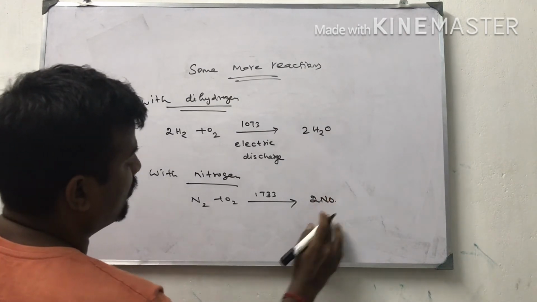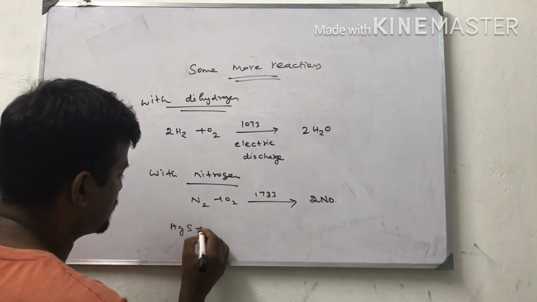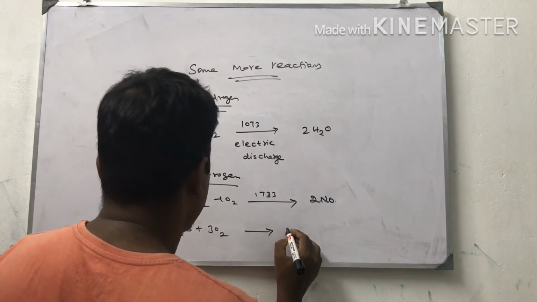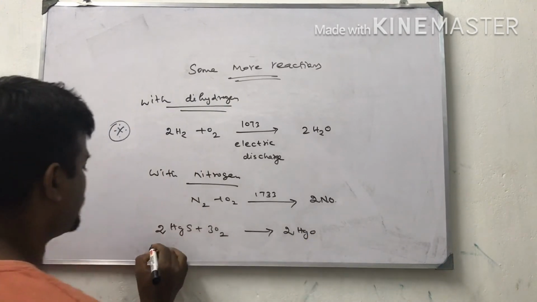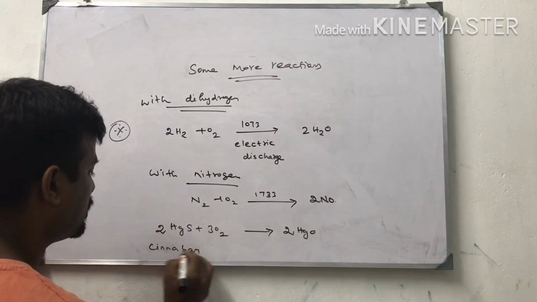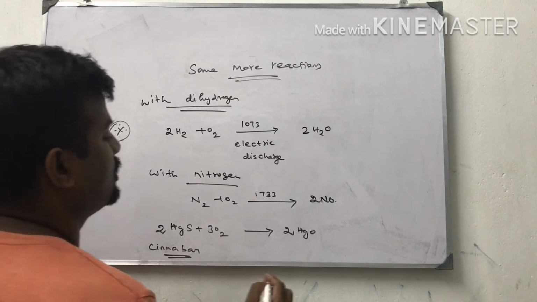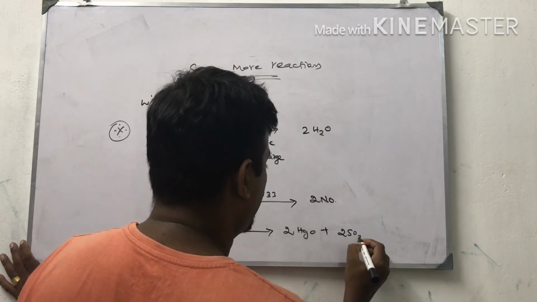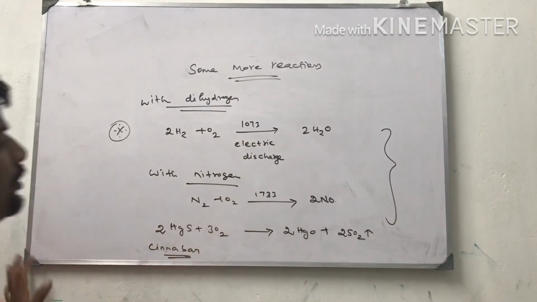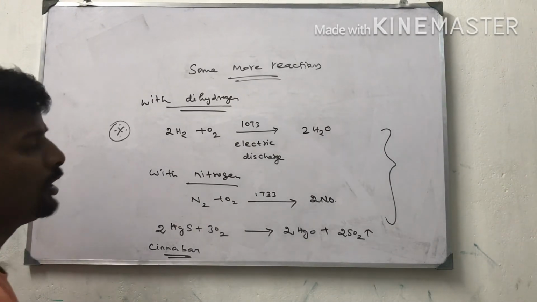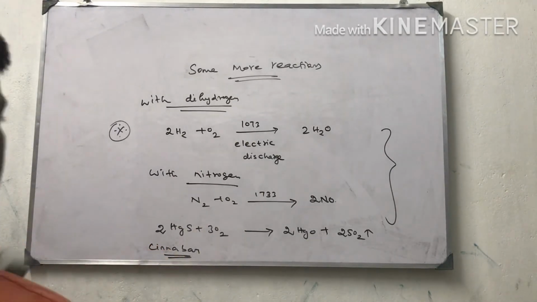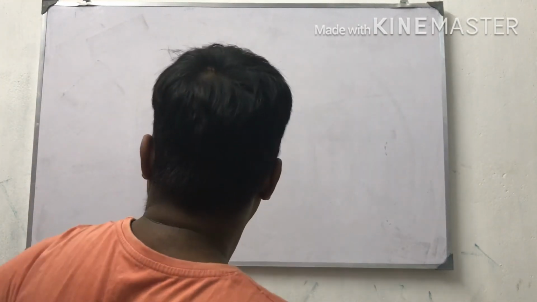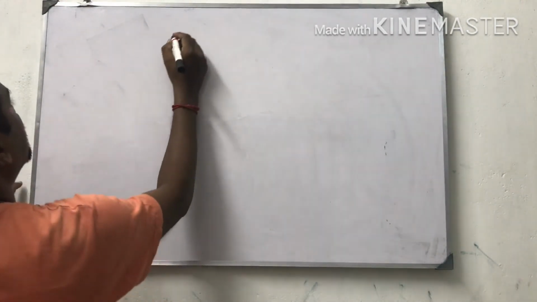Mercury sulfide, called cinnabar. 2HgS plus 3O2 gives 2HgO plus 2SO2. This is called cinnabar. Mercury sulfide reacts with oxygen to give mercuric oxide plus sulfur dioxide gas. These are the three important reactions based on oxidation reactions of oxygen. Next I am going to tell about the reaction of oxygen with hydrocarbons.